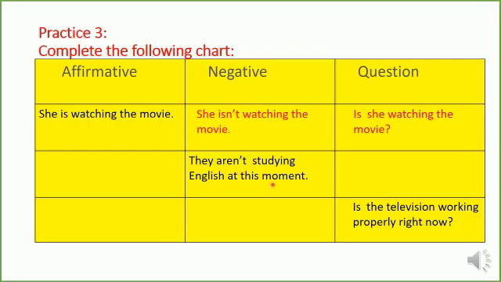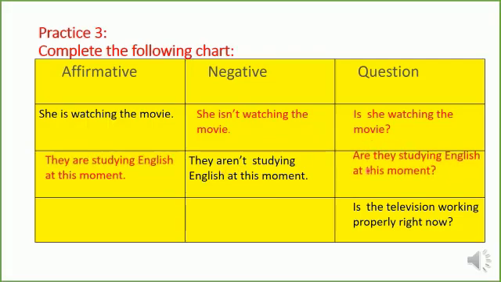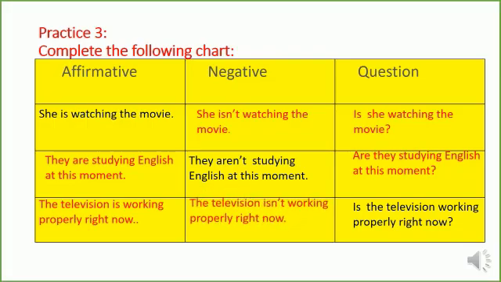They aren't studying English at this moment. Let us change it into the affirmative form by crossing out the word not. So they are studying English at this moment. In the question, are they studying English at this moment? The last sentence, is the television working properly right now? Let us change it into the affirmative form. The television starts with the subject, then the verb to be, then the main verb plus ing. So the television is working properly right now. In the negative, the television is not working properly right now.